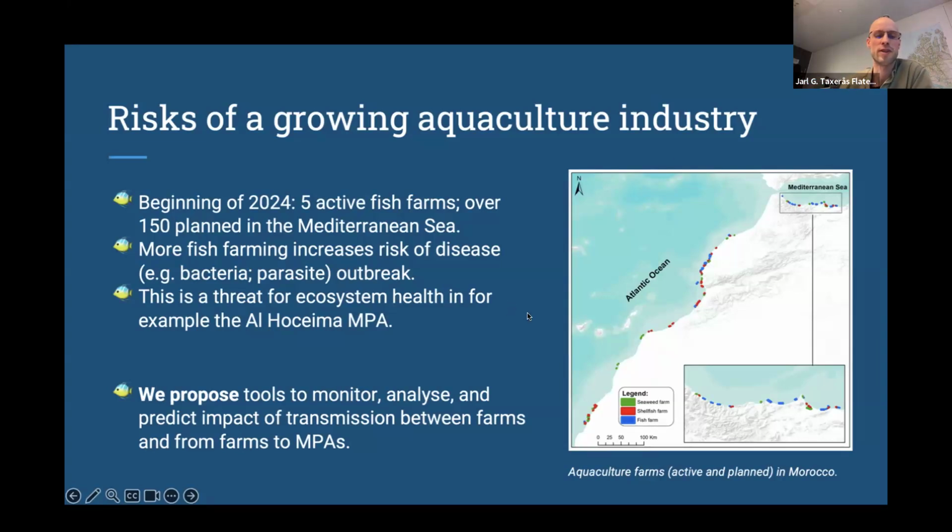And the tool we developed here was a prototype meant to analyze, monitor and predict the spread and transmission of disease or these types of parasites between farms and from farms to environmental areas, like marine protected areas, or more generally to the environment.